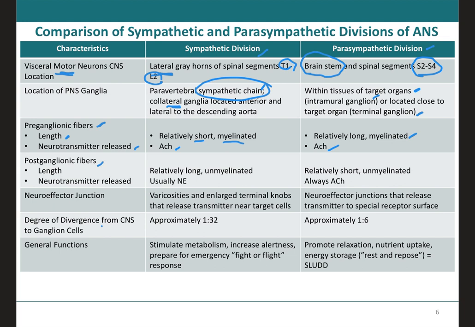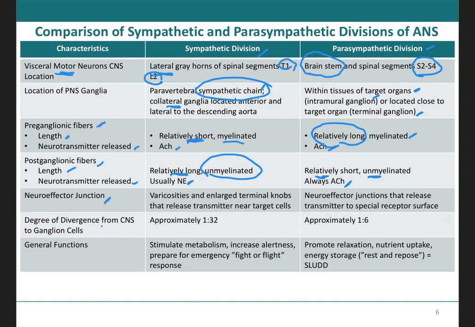Now with regards to the postganglionic fibers, the length is the opposite. Because they have a short preganglionic fiber, the postganglionic fibers of the sympathetic division are going to be very long, but now they're going to be unmyelinated. It's the opposite for the parasympathetic division because they had a very long preganglionic axon. Now they're going to have a relatively short axon, and again, this will be unmyelinated. The neurotransmitter, usually we have norepinephrine, and for the parasympathetic division, we always have acetylcholine being released at the postganglionic fibers.